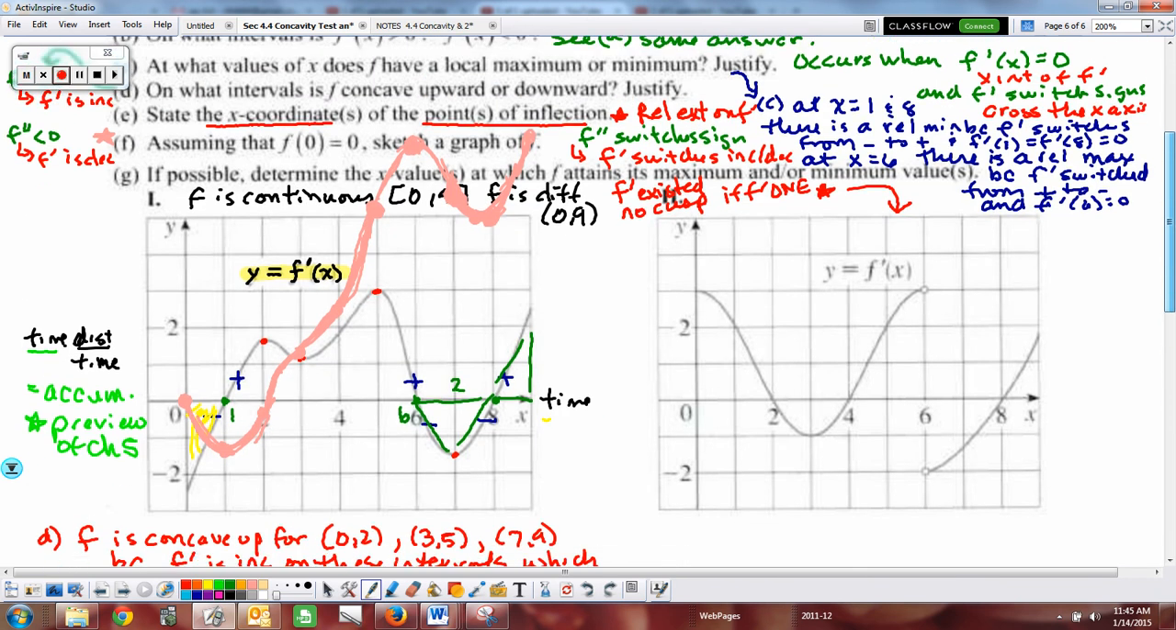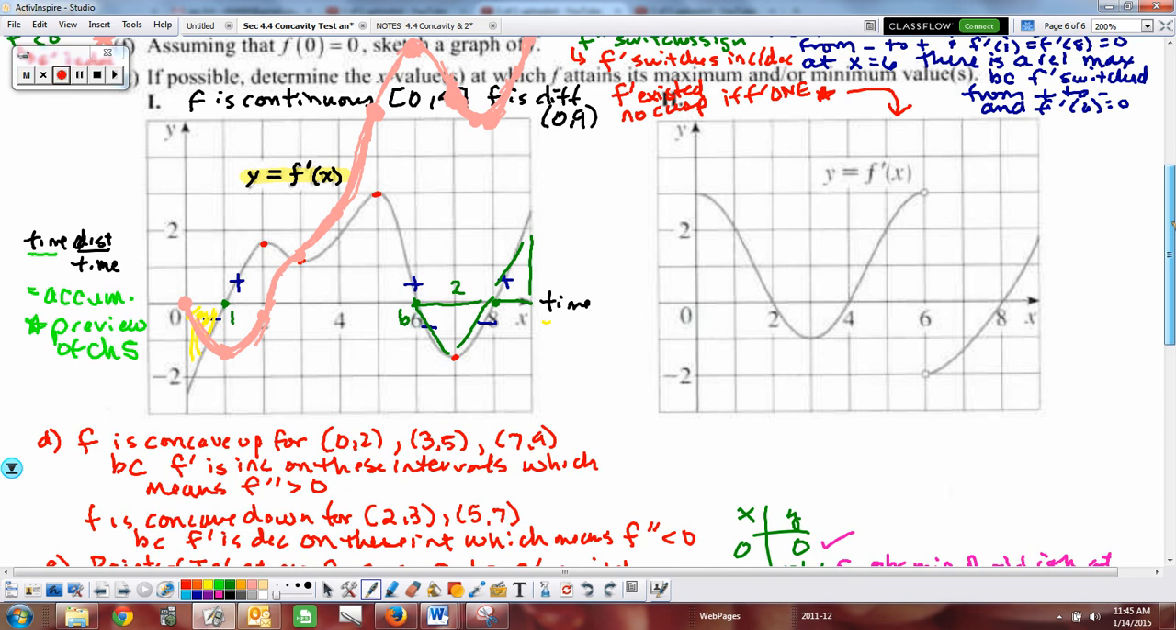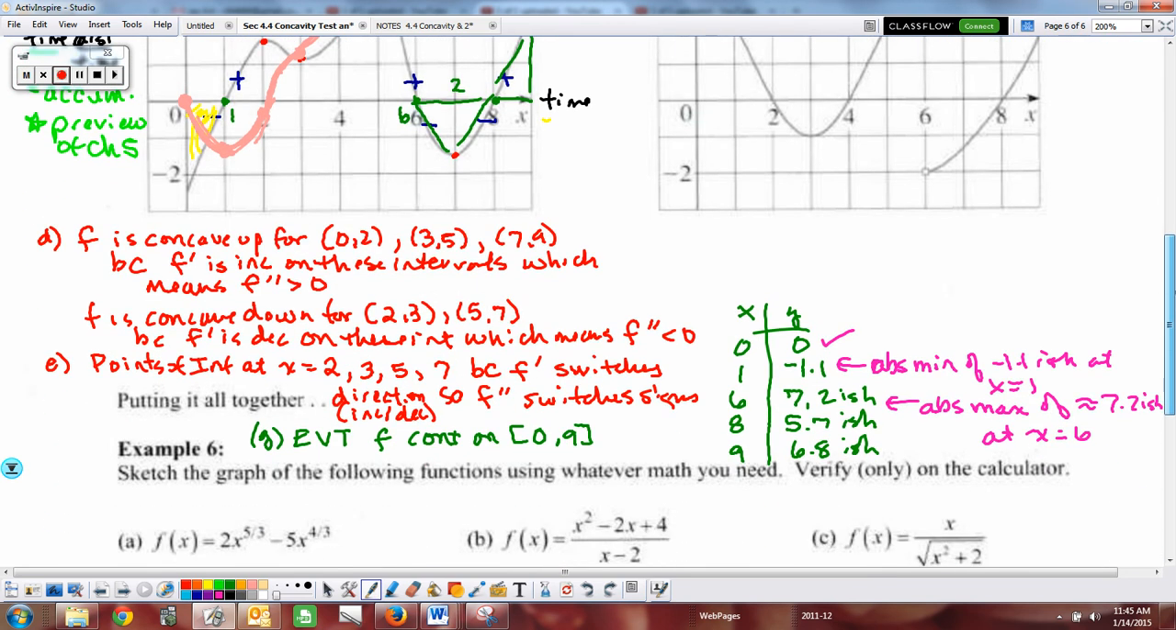And so the location, and it just said the x values, it didn't really have to know what the y values were. The lowest value occurs at x equal to 1, and the highest value is going to occur at x equal to 6, simply by this investigation. And we'll do more with that in Chapter 5.